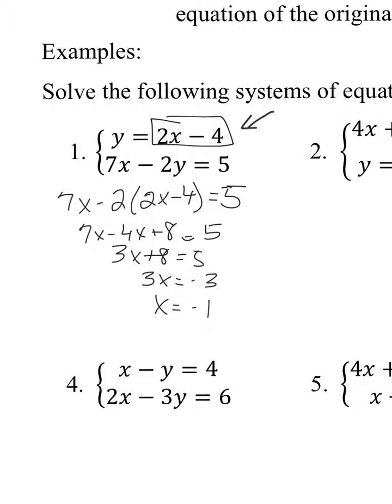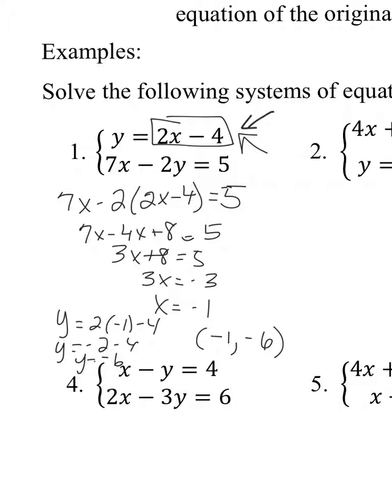The smartest one to plug it into would be this one that already has y isolated. So y will equal 2 times negative 1 minus 4. y equals negative 2 minus 4. So y is going to equal negative 6. The solution to this system is negative 1, negative 6. And you can plug it into both of them and it will solve to be true.